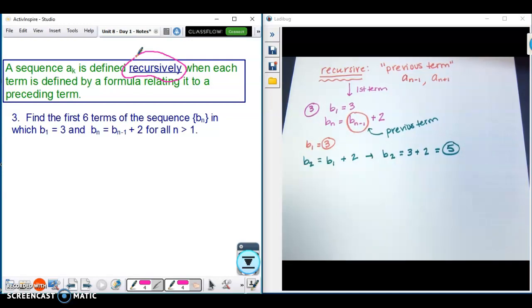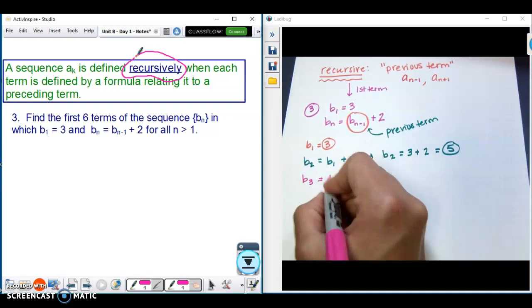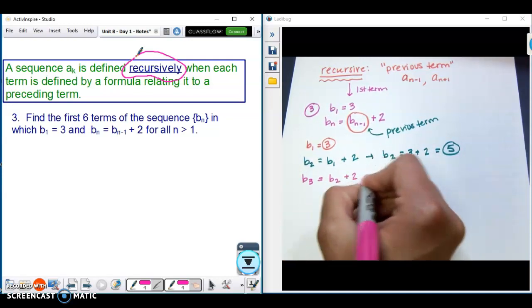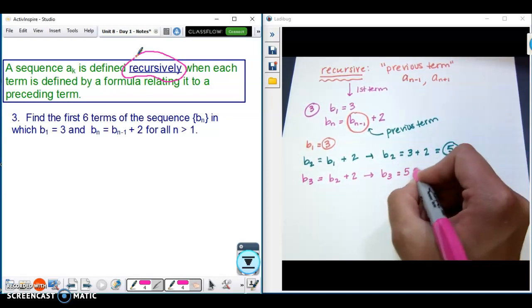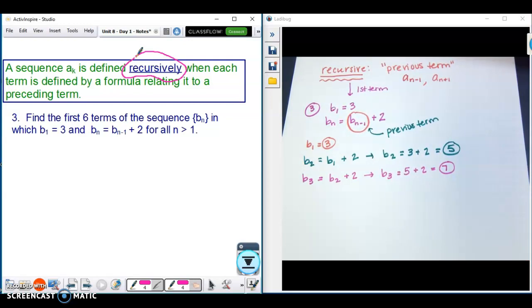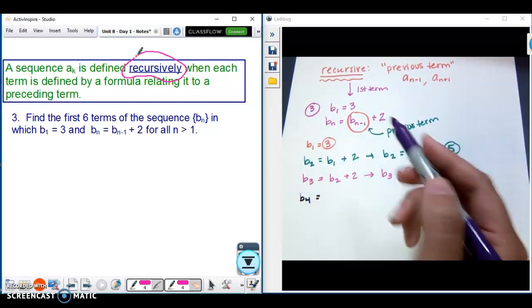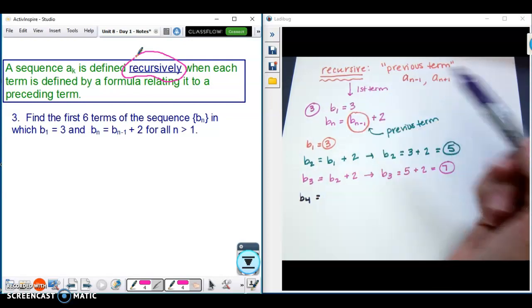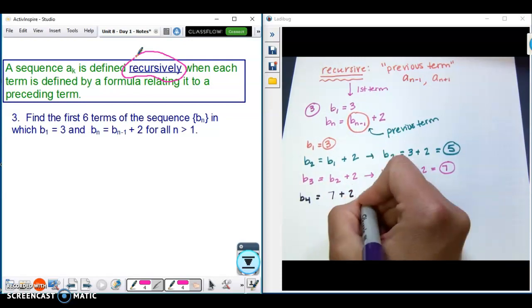Okay, so to find the third term, that's really going to be b sub 2 plus 2. So when you're finding the third term, well, we know b sub 2 is 5, so 5 plus 2 is going to give you 7. So we can kind of try to do this without having to write it out. So whenever you see this b sub n minus 1, it just means the previous term. So for the previous one, we got 7, so we're really just doing 7 plus 2, which is going to give us 9.